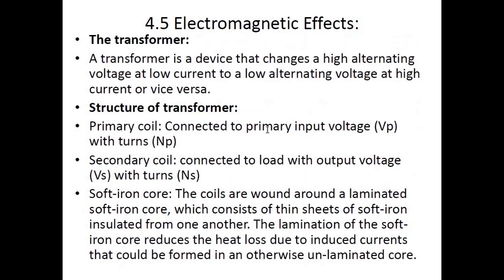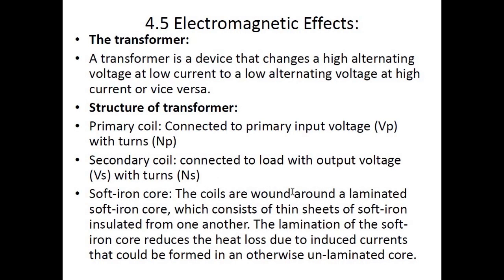The primary coil is connected to the primary input voltage, whereas the secondary coil is what gives you your output voltage. The number of turns in the primary coil is known as NP and the number of turns in the secondary coil is known as NS, whereas the primary voltage is denoted by VP and the secondary voltage is denoted by VS.